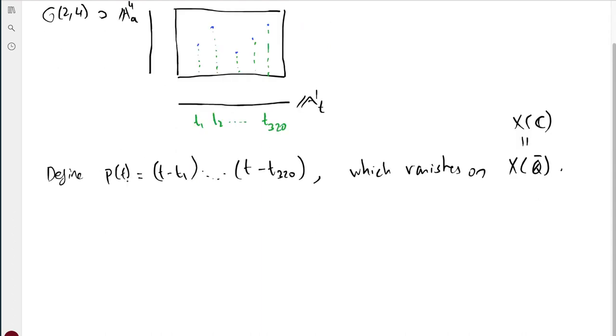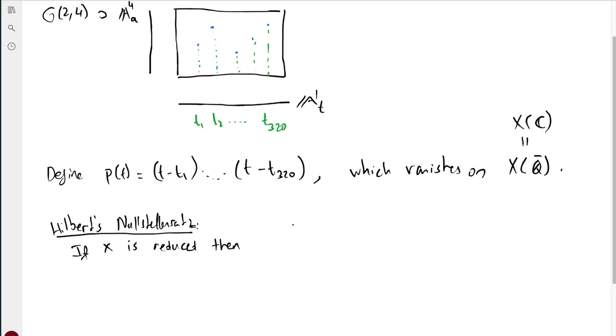Now there is a way to represent this p(t) without first finding all the points in X and then deducing the points t_i. This would be an expensive operation. There is another way to do this, and the way this works is through Hilbert's Nullstellensatz. So Hilbert says that if X is reduced, then the polynomial p(t) that we just defined is inside the ideal defining X. Remember, this was defined by the coefficients of a degree 4 polynomial, so there are 5 coefficients in a's and t's. We defined the ideal of X to be generated by these coefficients.